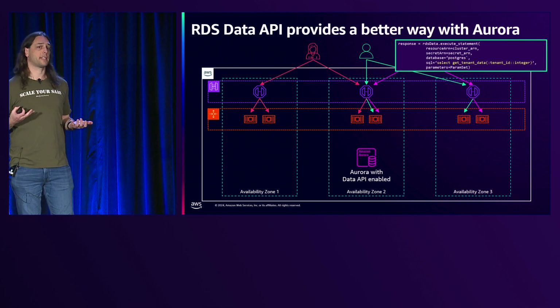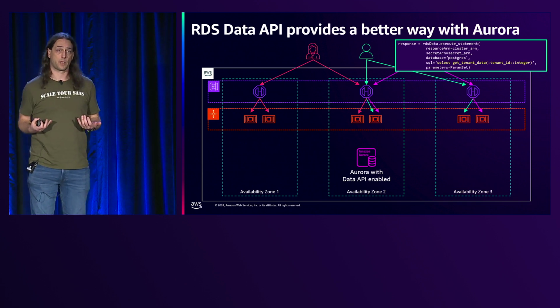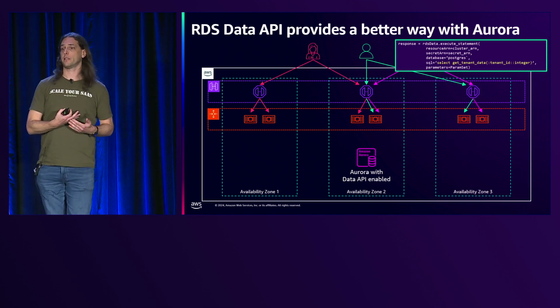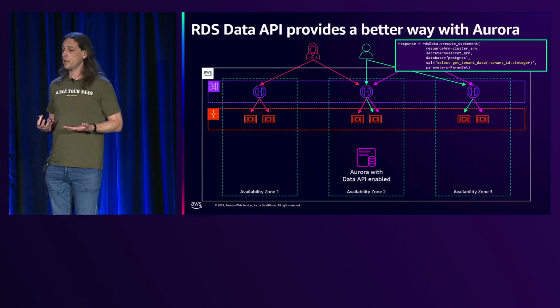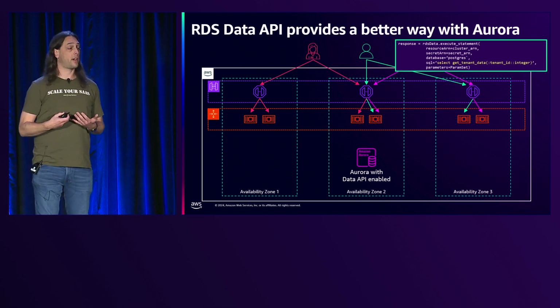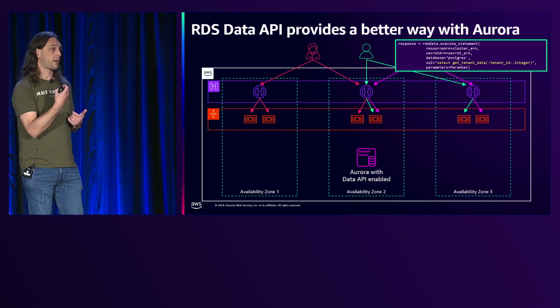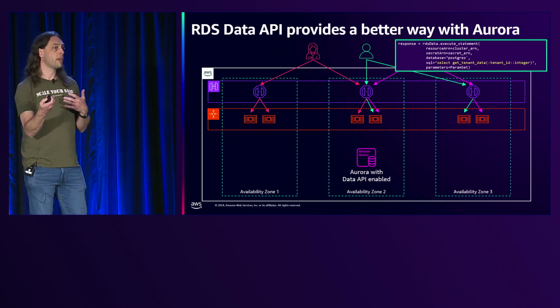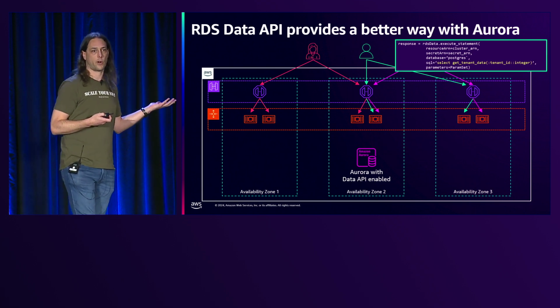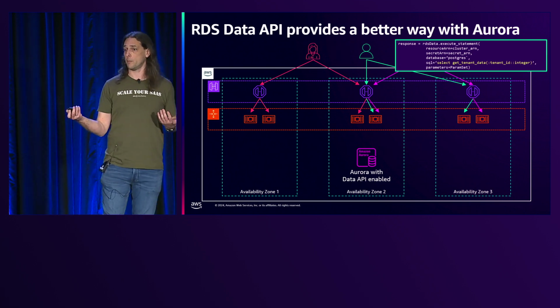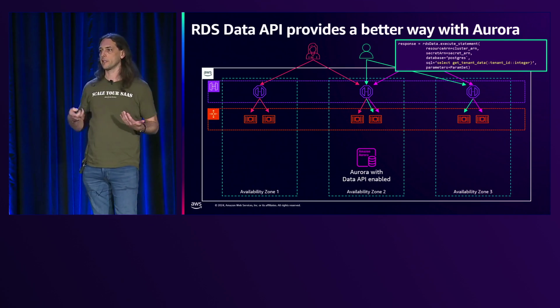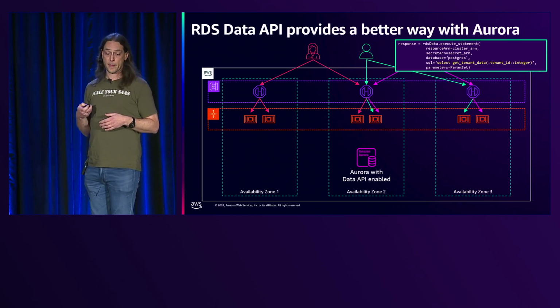And this is where RDS Data API can come in and help. Data API is a feature with Aurora, and you can enable that, and it will provide an HTTP API interface to your Aurora cluster. So you can work with SDK integrations the same way that you'd work with DynamoDB. You can do your SQL queries, set your session variables across there.